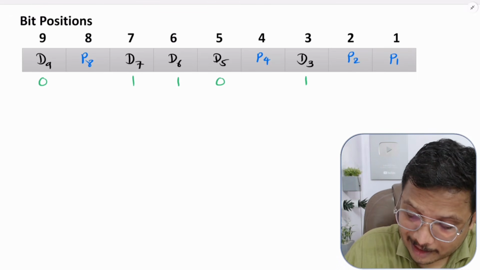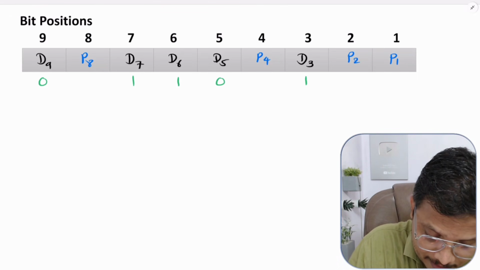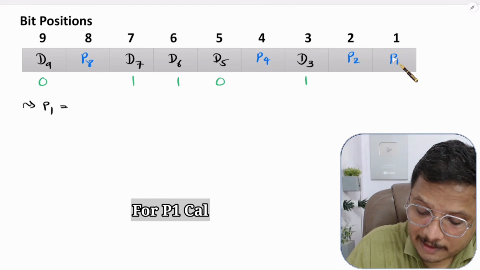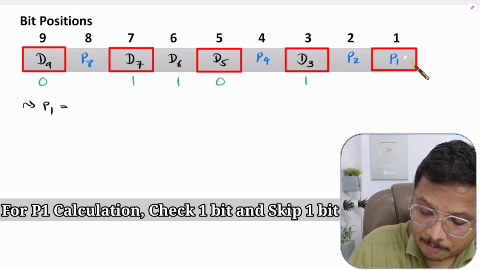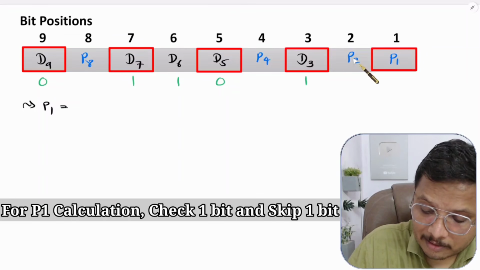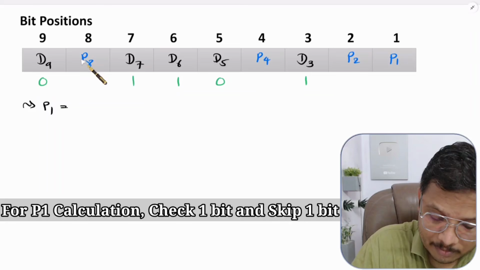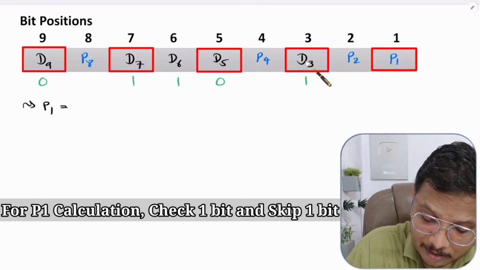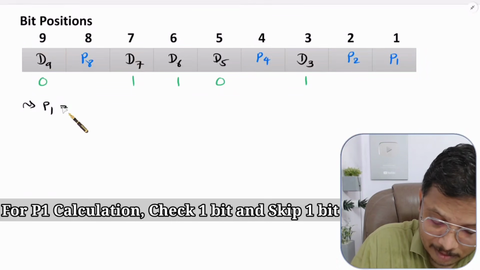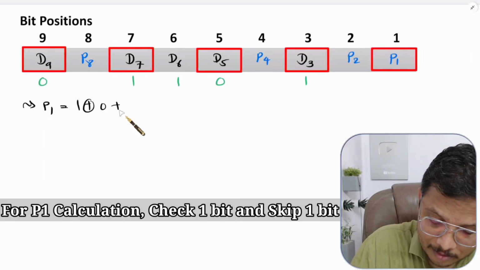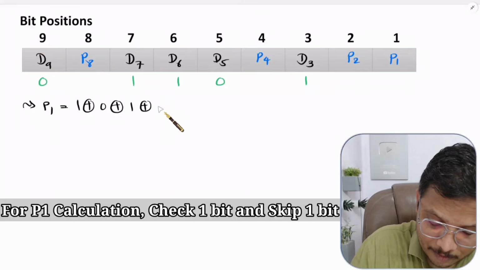For the calculation of the parity bit P1, what you need to do is check one bit and skip one bit. So for P1, this skip, this check, this skip, this check, this skip, this check, this skip, this check, right? So we take D3, that is 1, then skip 1, so this will be 0, then skip 1, so this will be 1, then skip 1, that will be 0.